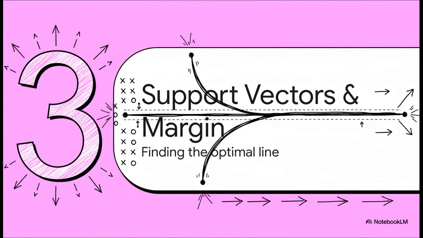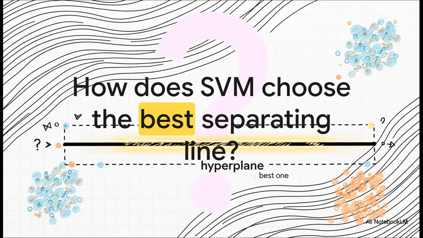Okay, but this brings us right back to where we started. How in the world did it pick this line out of all the possibilities? This is where the magic of SVM really happens. I mean, think about it. There are basically an infinite number of lines you could draw to separate these two groups. So what's the secret? What makes one hyperplane better than all the others?